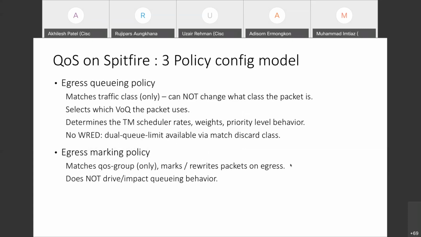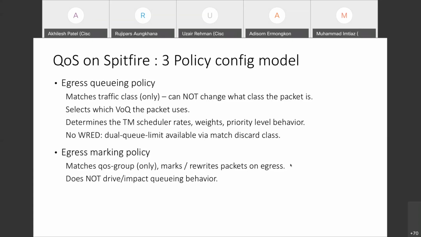So we cannot change what class the packet is. For example, we have traffic class 0 to traffic class 7. Traffic class 7 is the priority class, and traffic class 0, we'll talk about that in more detail, but I'm just giving an example that traffic class 0 is a default class. We cannot change the default class of traffic class 0 and match it on traffic class 1 or VOQ1, for example. So based on what we describe within the policy, we select which VOQ the packet uses.